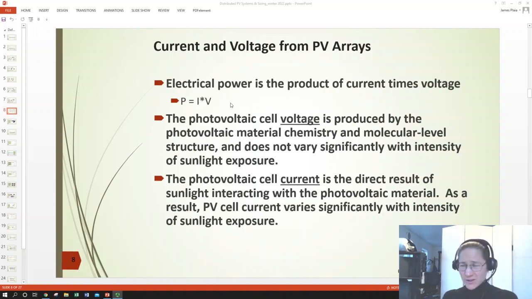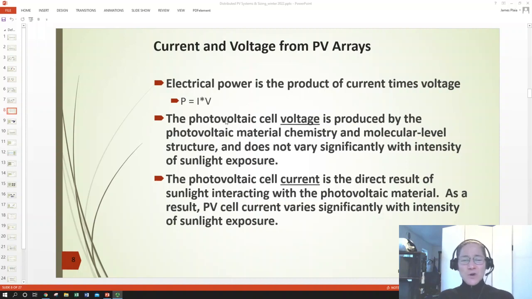And if both my current and voltage are changing at the same time, I could have the same, more or less power, depending on which one is winning, getting the product bigger or smaller. That becomes important when we look at changes in irradiance, how much sunlight per unit area is hitting your panel, and how hot it's getting.